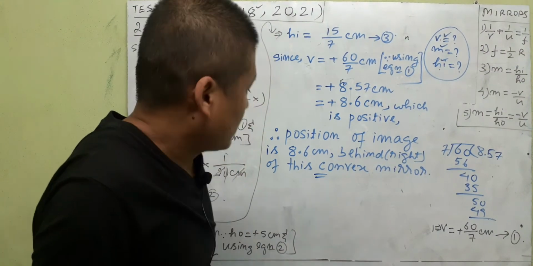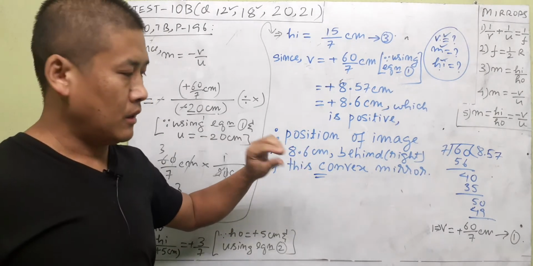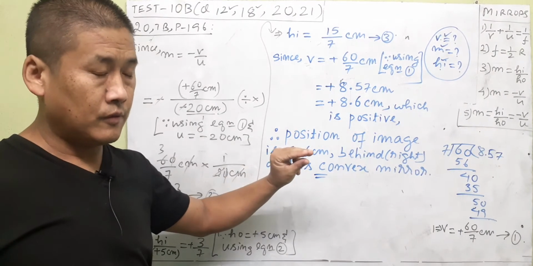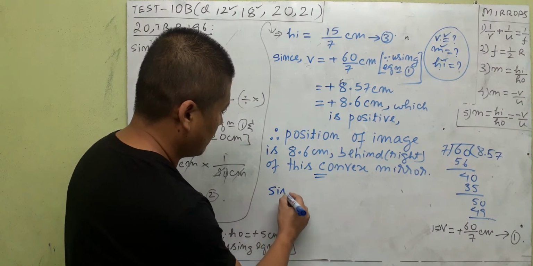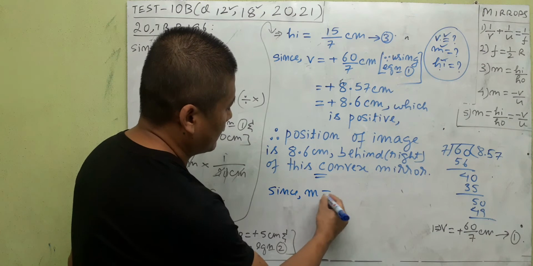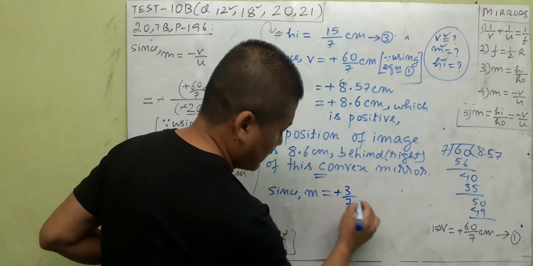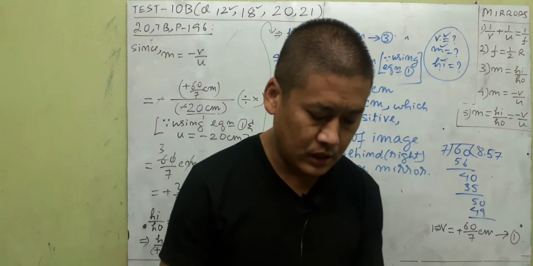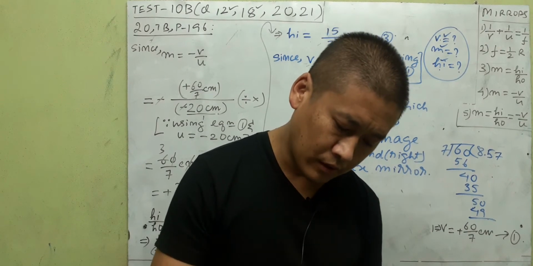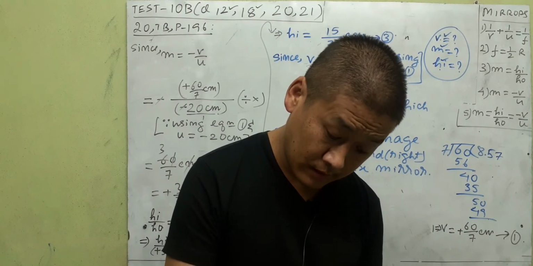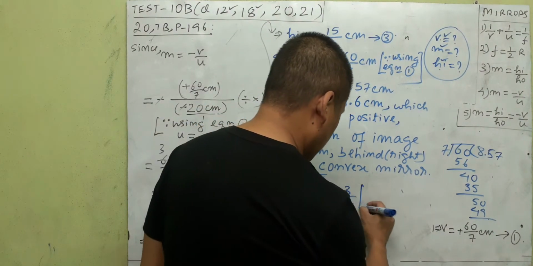Next one is nature. So at this point we'll spend some more time. In the last class also we explained, and today also we'll explain how we find the nature of the image from M. Okay, so here, since we know the M value we found here is plus 3 by 7. Let's see the textbook answer. I think it's the same. Yes, that's correct.